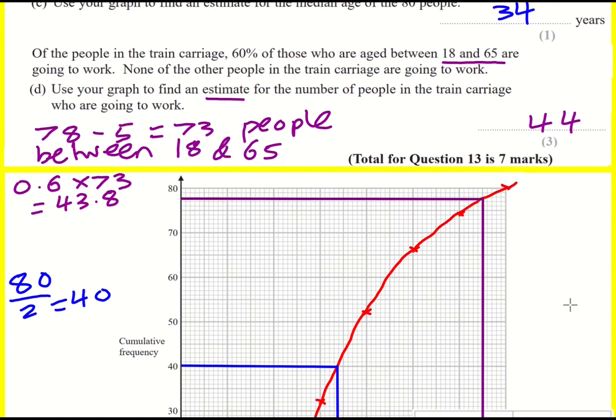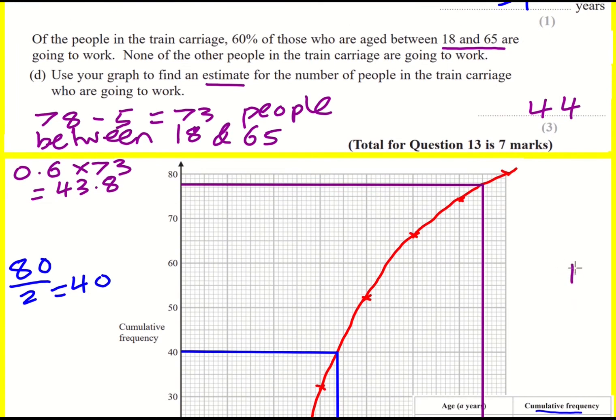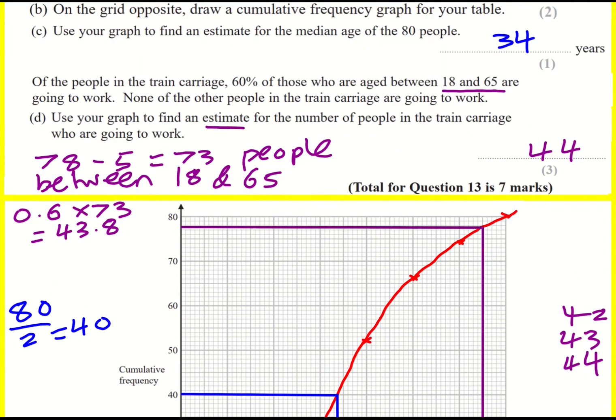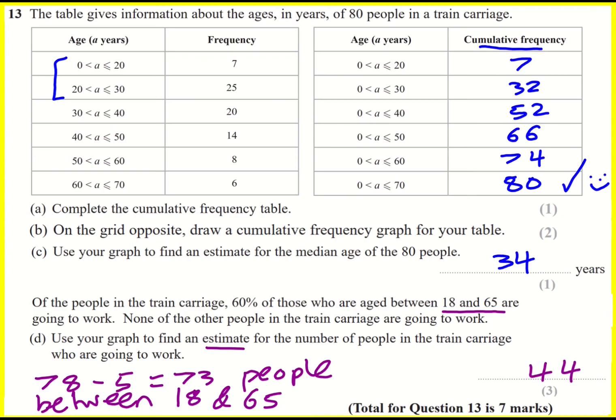Again, I'm at the upper end of the accepted values. So 42, 43, 44 are all accepted. Just make sure you do it from your graph, but that is the method for doing it. Okay, well done.